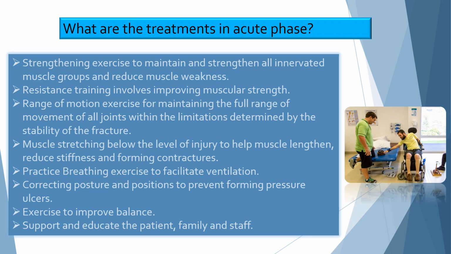What are the treatments in acute phase? Strengthening exercise to maintain and strengthen all innervated muscle groups and reduce muscle weakness. Resistance training involves improving muscular strength. Range of motion exercise for maintaining the full range of movement of all joints within the limitations determined by the stability of the fracture. Muscle stretching below the level of injury to help muscle lengthen, reduce stiffness and forming contractures.